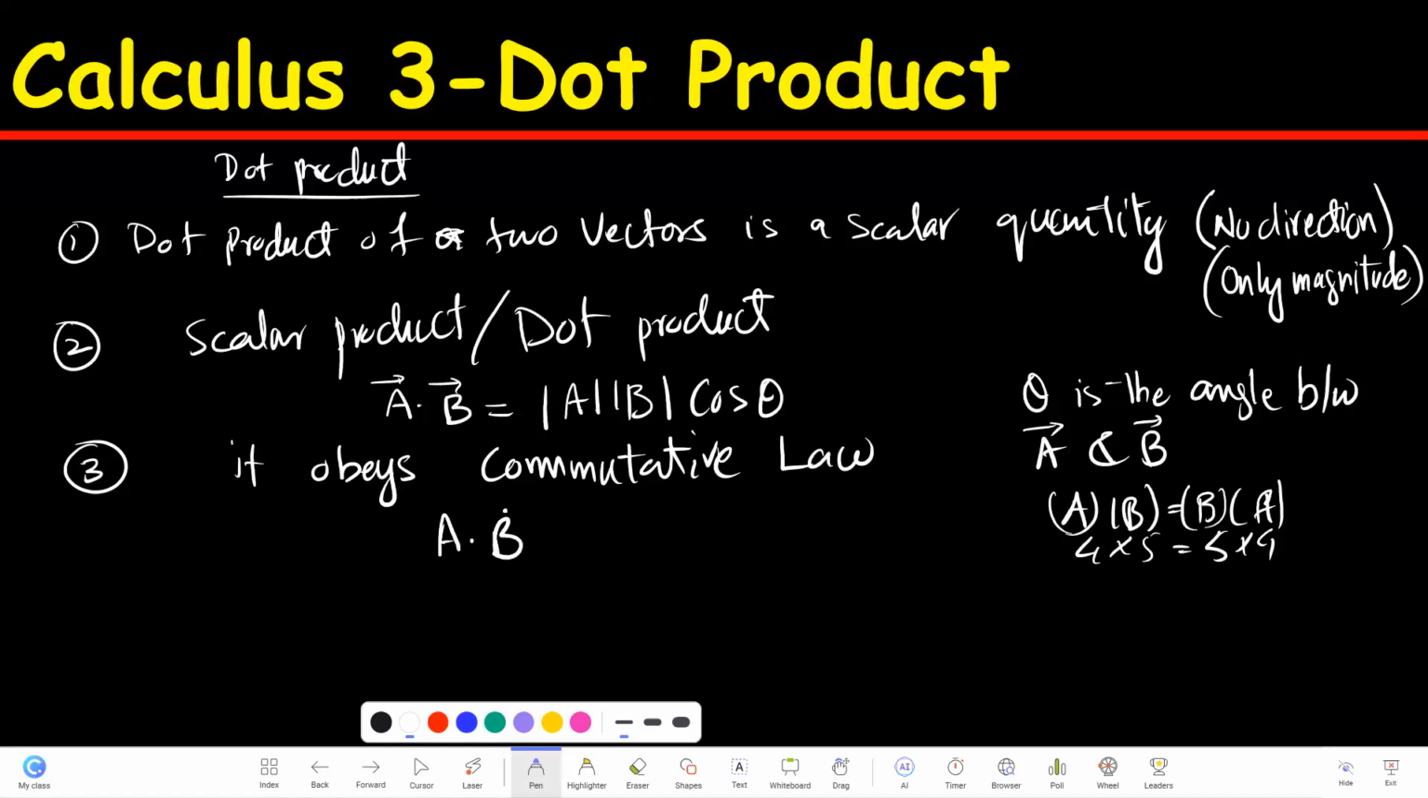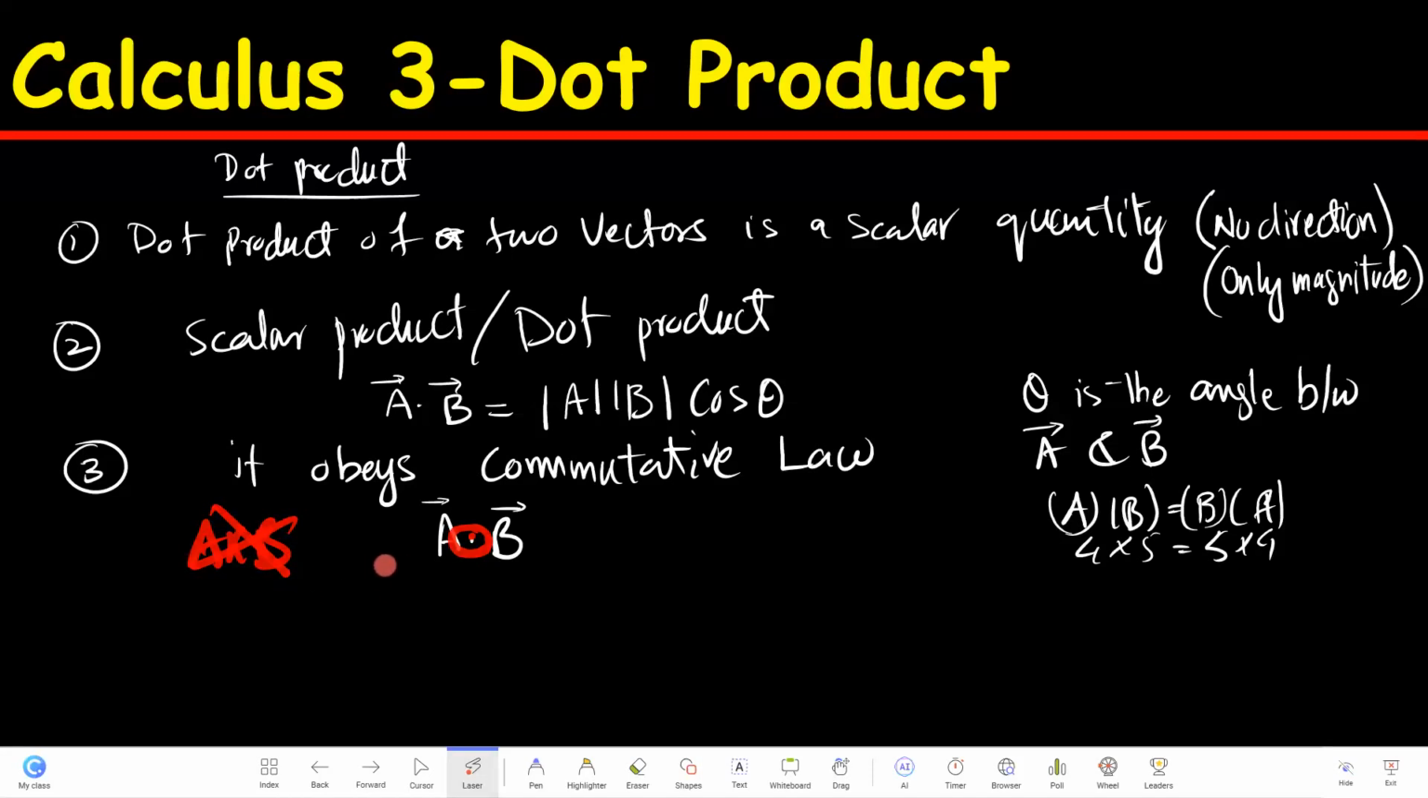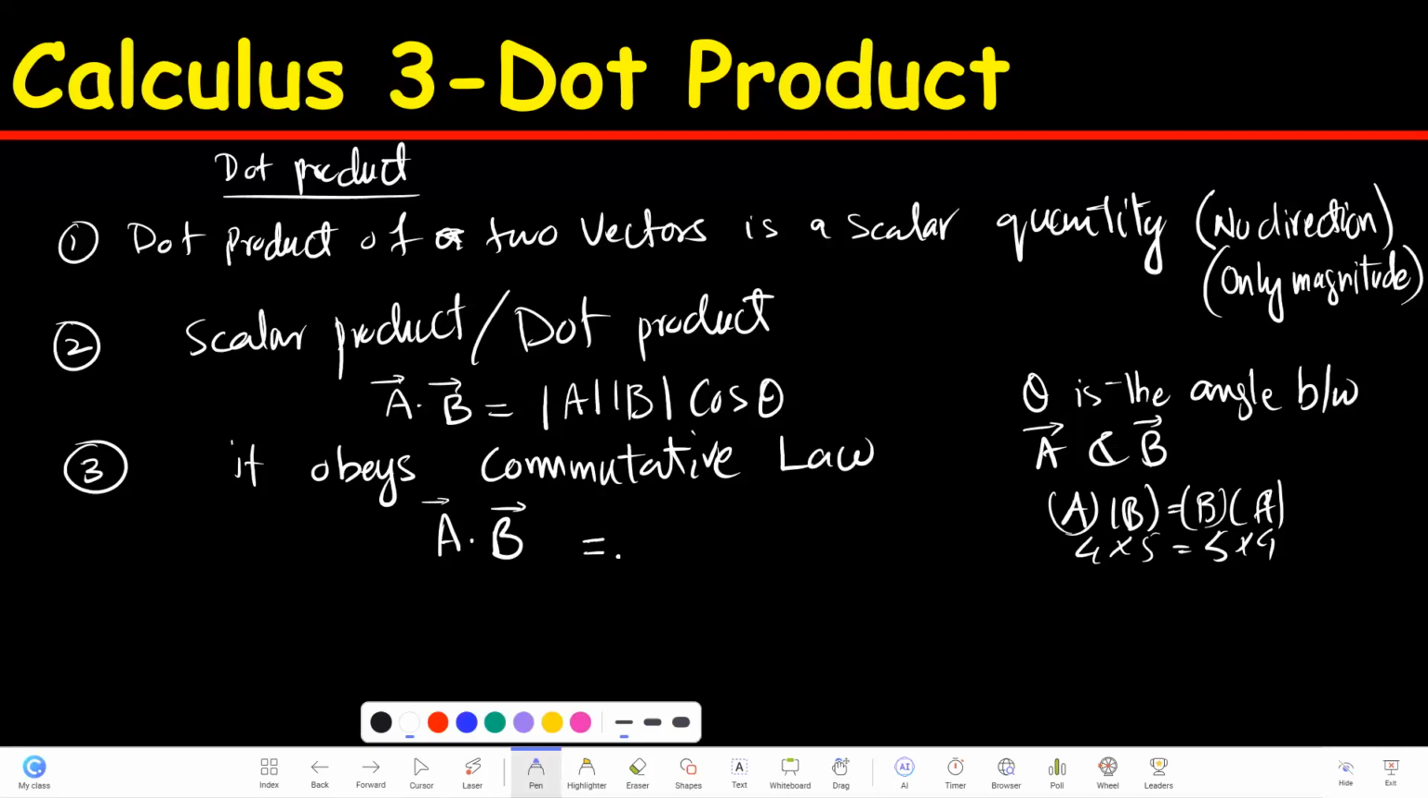A dot B. You see I'm just using a dot here. That's why it's called dot product. That's why you must write this dot. You cannot say A cross something else. If somebody asks you for the dot product, you have to write like this, A dot B equals B dot A.